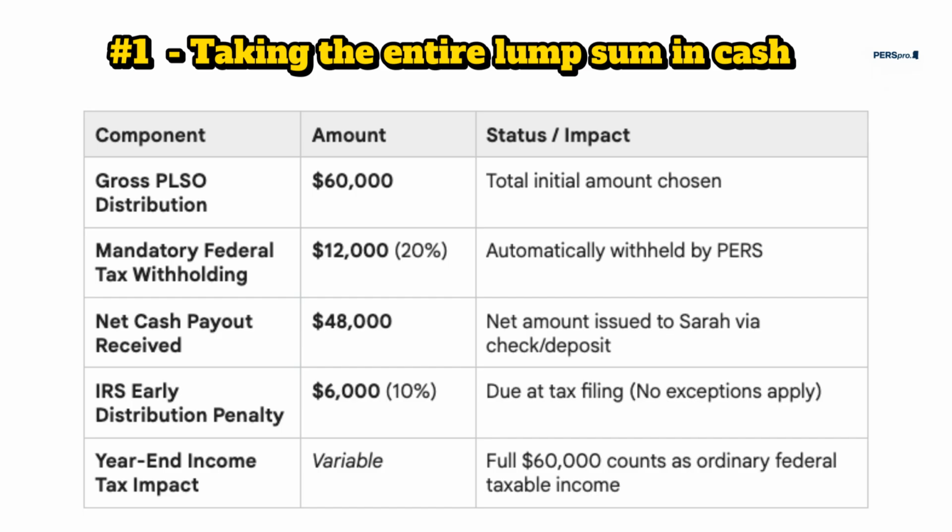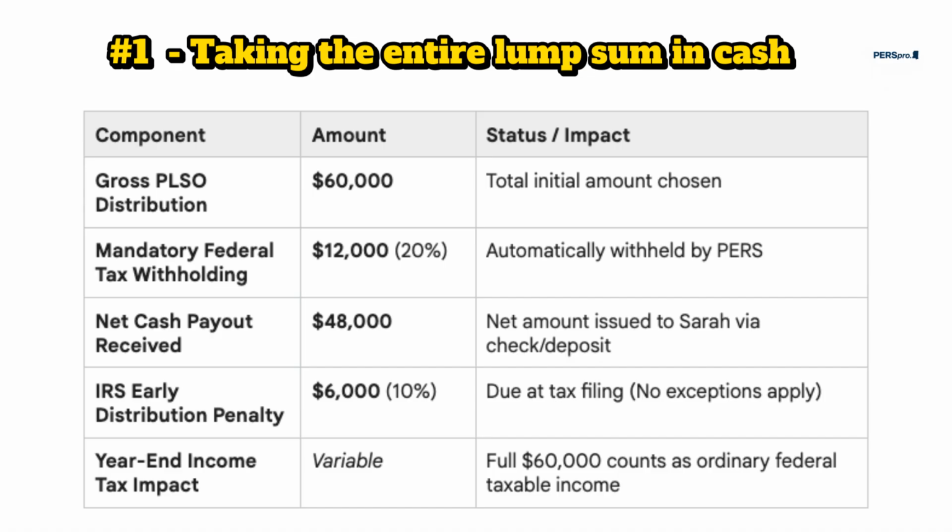The 10% penalty. Since Sarah is only 52 and does not meet the IRS age or separation of service exceptions, she is hit with the additional 10% early distribution tax penalty. The math: $60,000 times 10% equals $6,000 penalty.